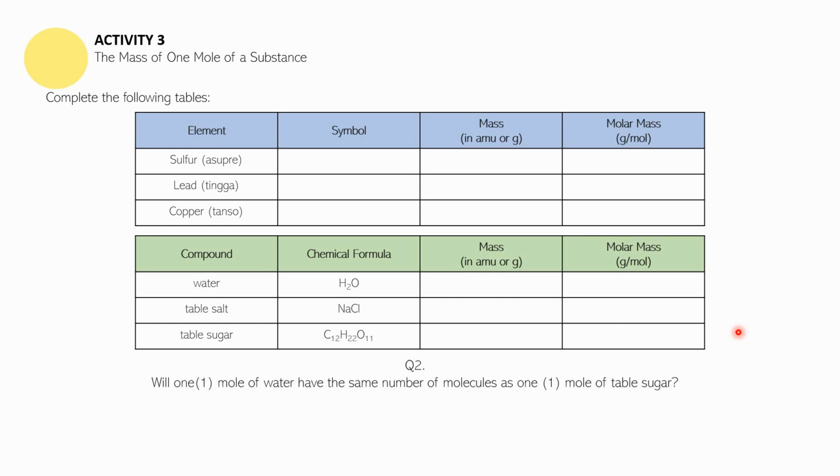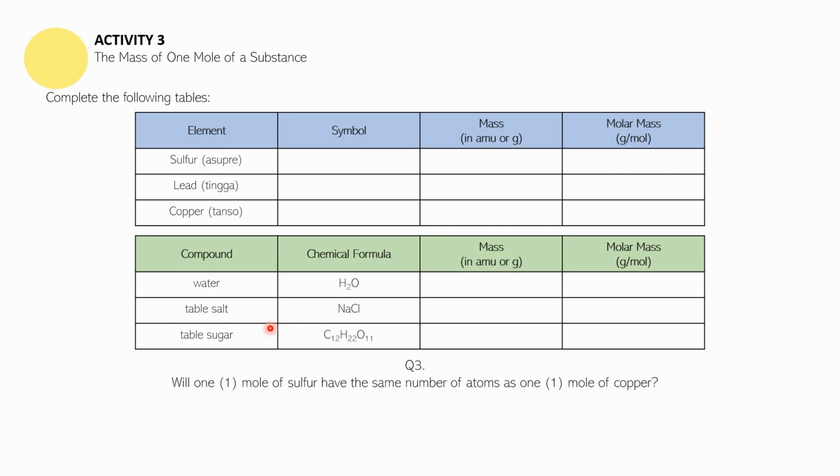Will 1 mole of water have the same number of molecules as 1 mole of sugar? Ito, 1 mole of H2O, will it have the same number of molecules as 1 mole of C12H22O11? Pause this video if you need more time. If you have decided to continue, let us proceed with question number 3.